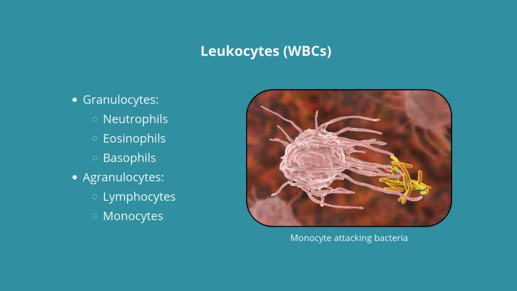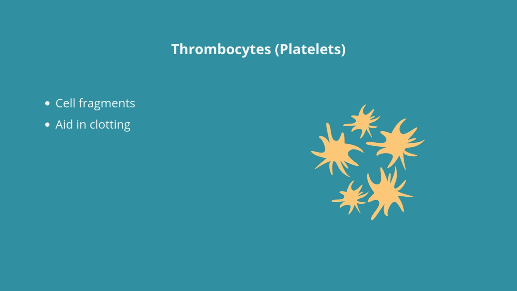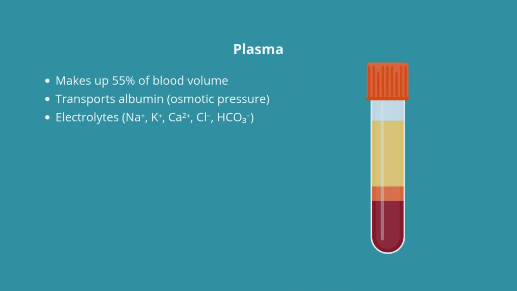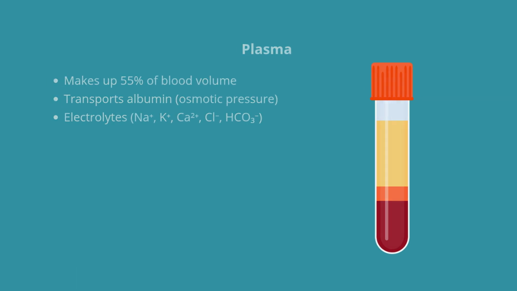Leukocytes include 5 types: the granulocytes, which are neutrophils, eosinophils, and basophils, and agranulocytes, including the lymphocytes and monocytes. Platelets are cell fragments crucial for blood clotting. Plasma, the liquid part of blood, makes up 55% of its volume and transports proteins like albumin and electrolytes, such as sodium, potassium, and calcium.